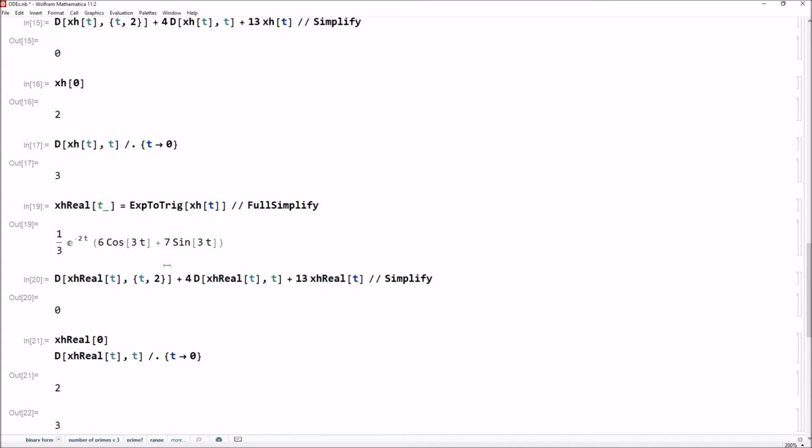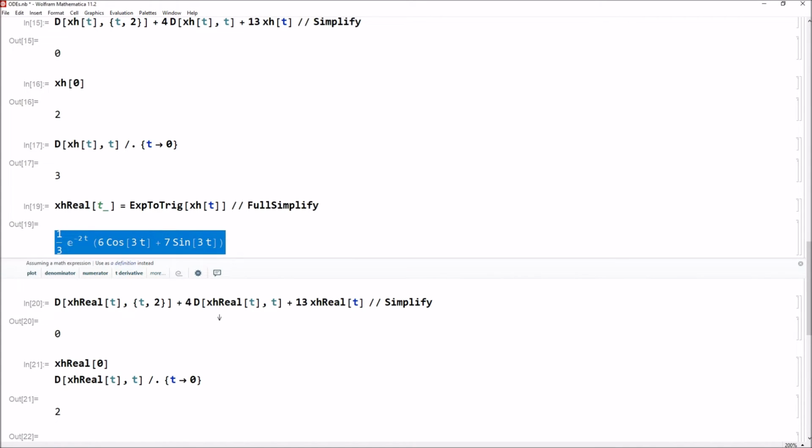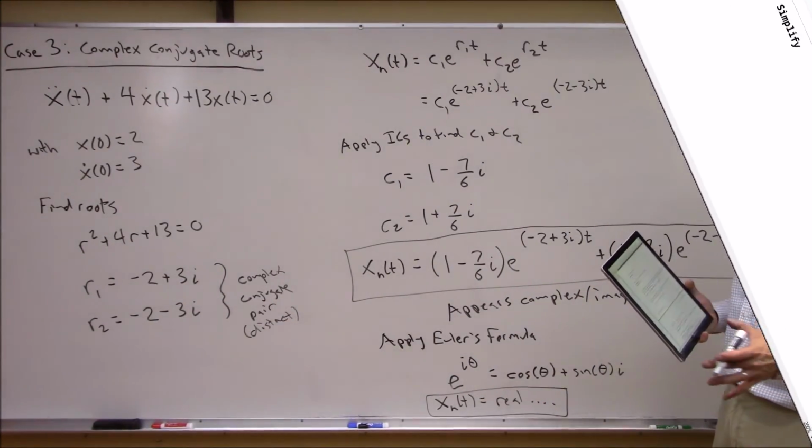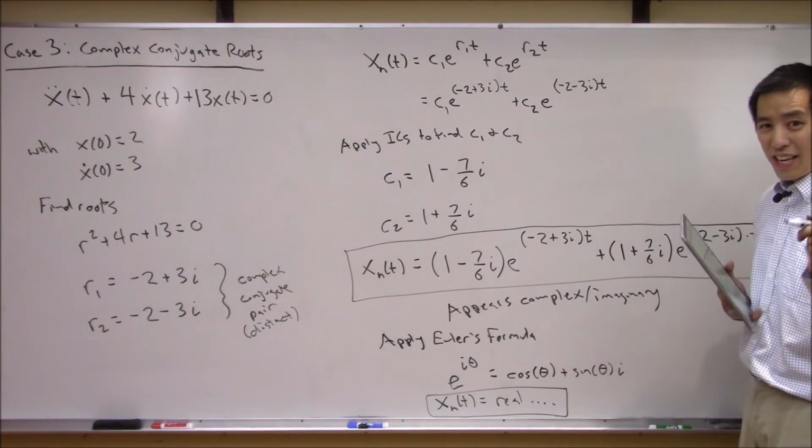It definitely satisfies it. So this is a much better expression to use for the solution to our linear ordinary differential equation with complex conjugate roots. Okay, so that was really interesting, right?